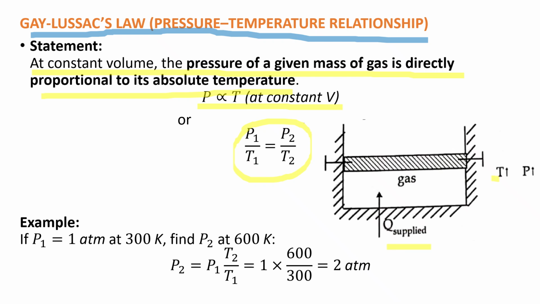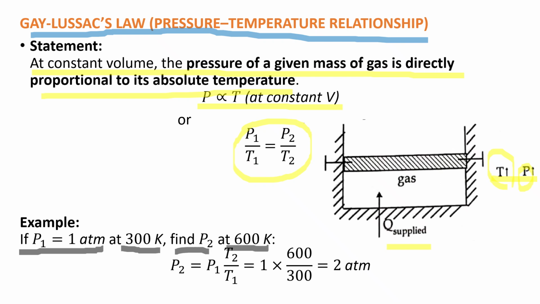So initially temperature is T1, pressure is P1. When the heat is supplied, what you will observe is a rise in the pressure, corresponding to a rise in the temperature. So what you can understand by this numerical is, initially pressure P1 is 1 atmosphere and temperature T1 is 300 Kelvin. Now we have to find out what is the P2 pressure when the temperature is 600 Kelvin.